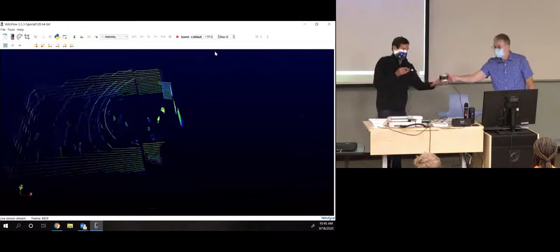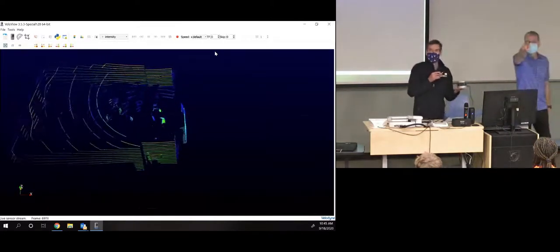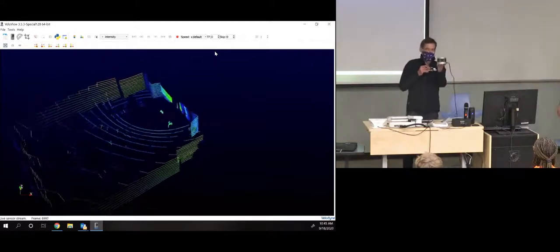The students online can't see the sensor where it is. The camera is way back there. Oh, there we go. So I'll show it up here.